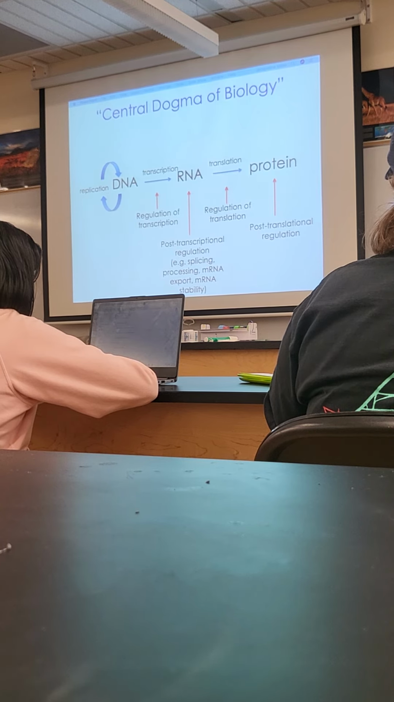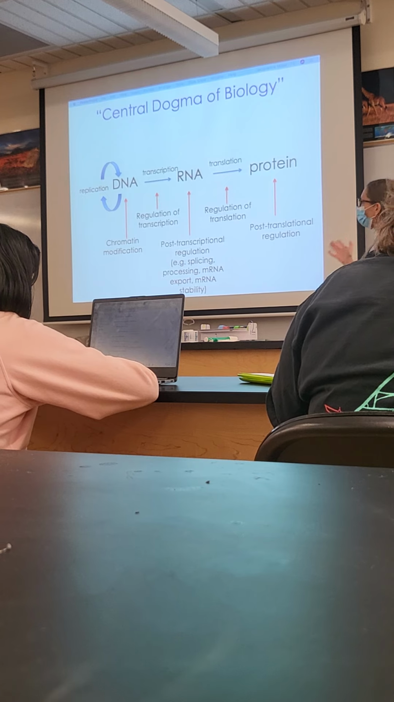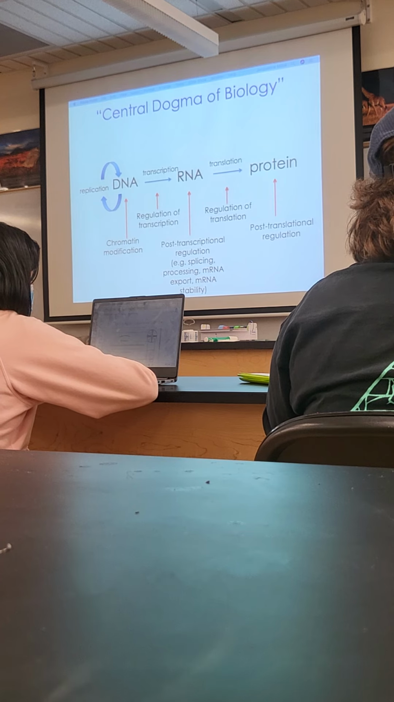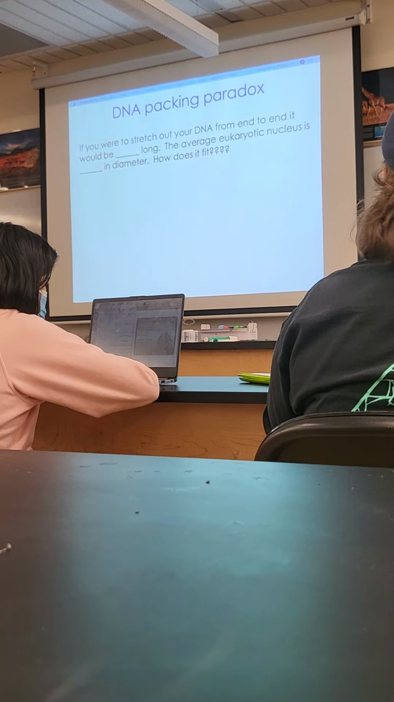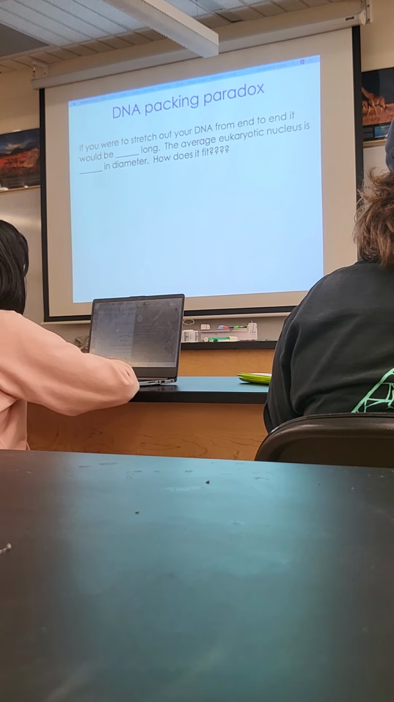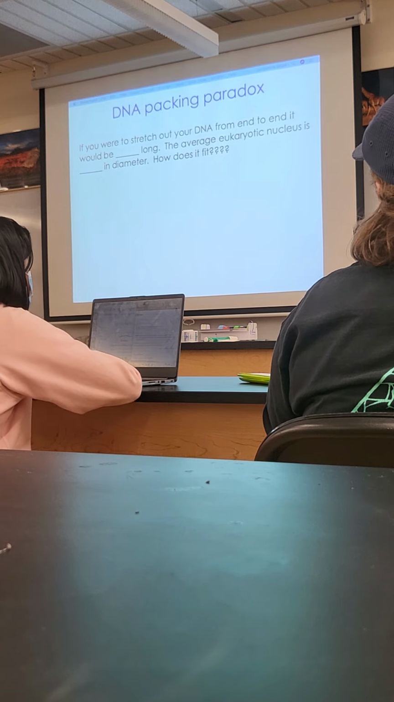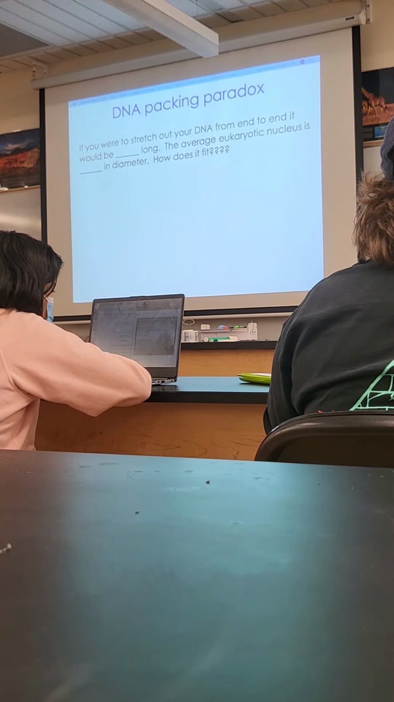And then additionally, eukaryotes have another place they can regulate, which is how the DNA is packed. So that is called chromatin modification. So we're going to talk about what is chromatin and how does that affect whether or not genes are going to be turned on or not. All right, I think I gave you this DNA packing paradox at one point. But if you were to stretch out your DNA from end to end, anybody remember how long it would be? 2 meters. 2 meters, right? So we did the calculations. We have 3 times 10 to the 9th base pairs per haploid genome.